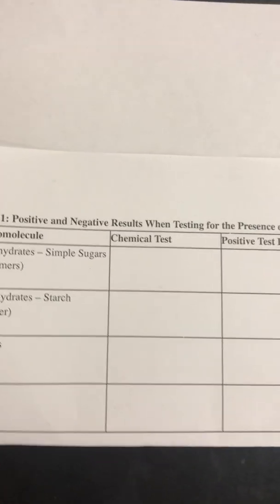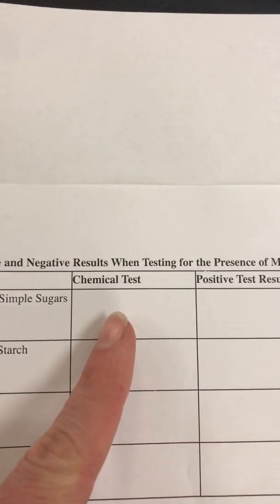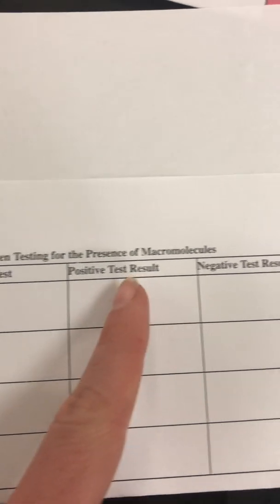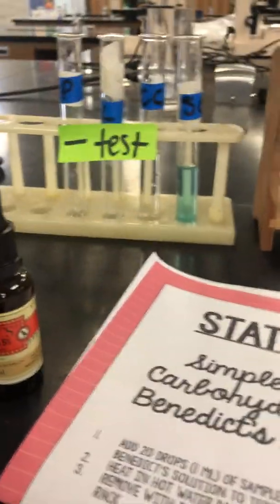In the meantime, what you're going to want to fill out is the chemical test I'm performing. In other words, what solution I'm using to test them with, what a positive test result looks like, and what a negative test result looks like. So I will hold up a test tube after I do those tests for you to observe and tell us what's in there.